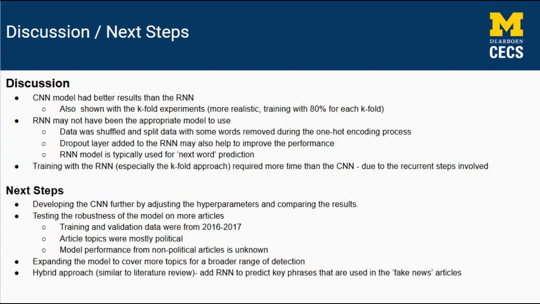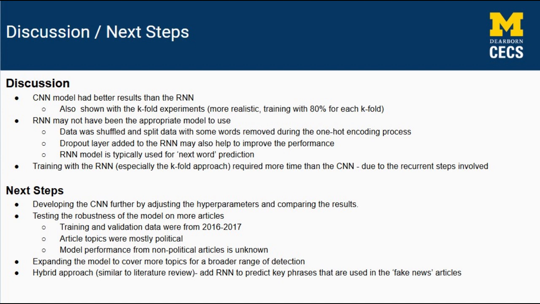So as we showed, the CNN model had better results than the RNN. This was also demonstrated with the k-fold experiments, which were more realistic and included training with 80% of the data for each k-fold. The RNN may not have been the appropriate model to use, since we shuffled the data and then split the data, and we applied one-hot encoding, which removes some of the words. A dropout layer added to the RNN may help improve the performance. The RNN model is typically used for next word prediction. We also found that training with the RNN, especially with the k-fold, required more time than the CNN due to the recurrent steps involved.